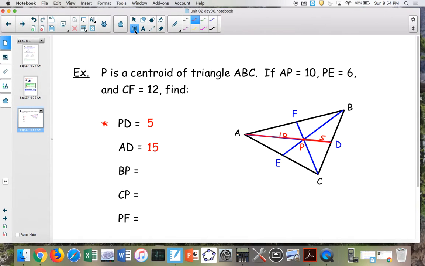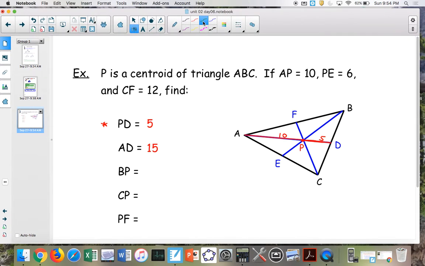All right, let's look at the next piece of information. P to E is 6. Notice that's the smaller piece of this median. So if I give you the smaller piece, you know the bigger piece is twice as big. So if E to P is 6, P to B must be 2 times 6, or 12.